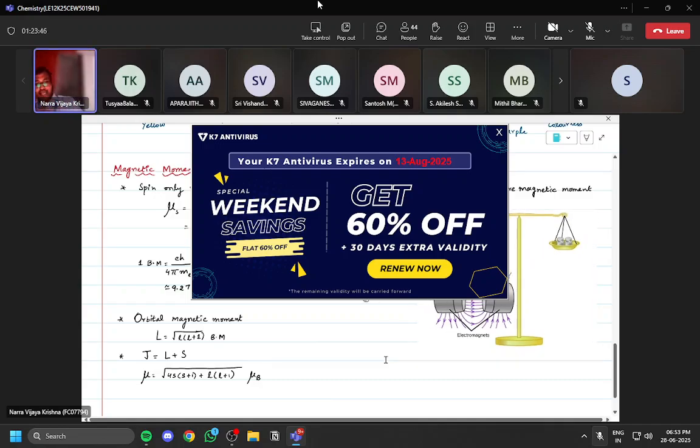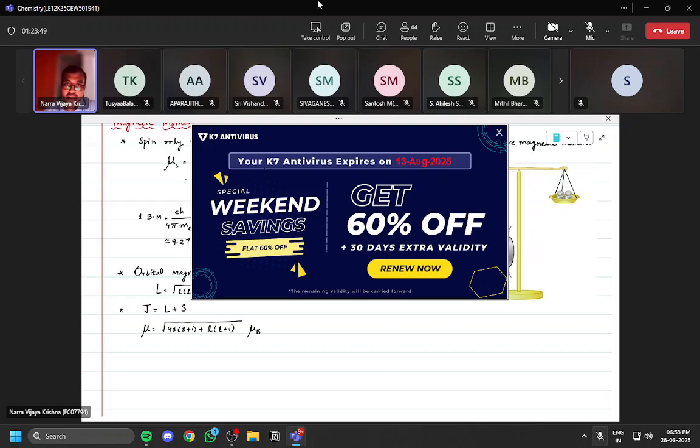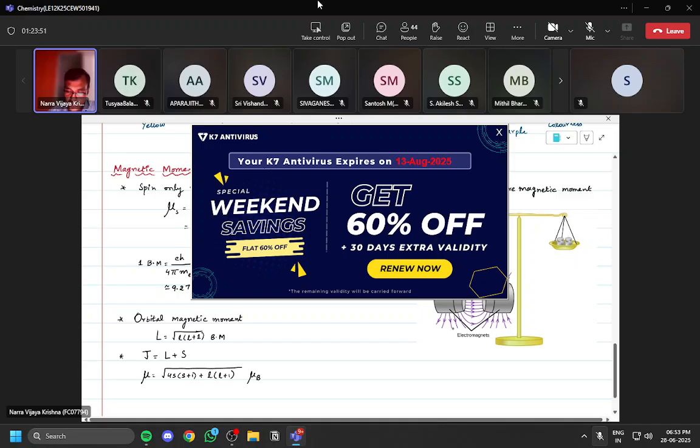Here we keep three conditions. What are they? MA, and what is MA? This is the mass of the substance in absence of magnetic field. Another one, MB, mass in presence of magnetic field.